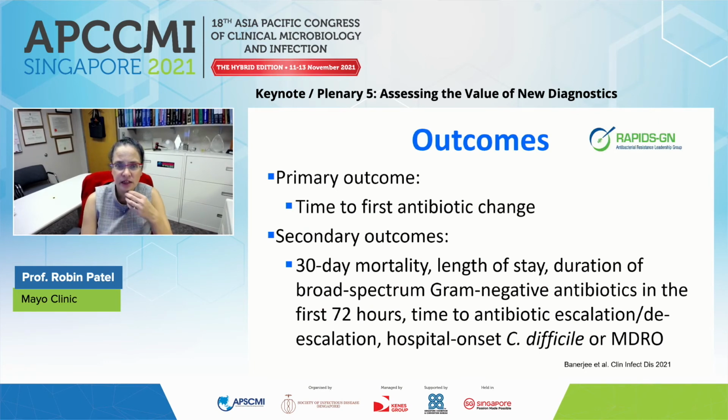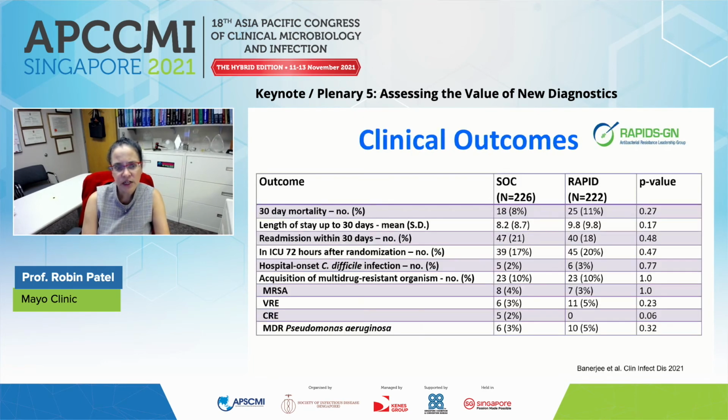The primary outcome in this study was time to first antibiotic change because we had learned from the BCID study that we were going to be less likely to see all the things that we moved to secondary outcomes, which included the 30-day mortality, length of stay, duration of broad spectrum gram-negative antibiotic use in the first 72 hours, time to antibiotic de-escalation, escalation, and hospital onset C. diff or MDRO. So when we looked at the outcomes of mortality and length of stay, readmission within 30 days, ICU stay, acquisition of drug-resistant organisms or C. diff, these were no different between the two arms of the study, the standard of care and the rapid susceptibility arm.